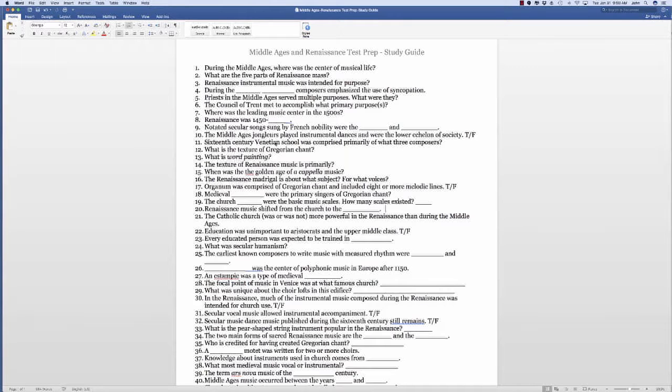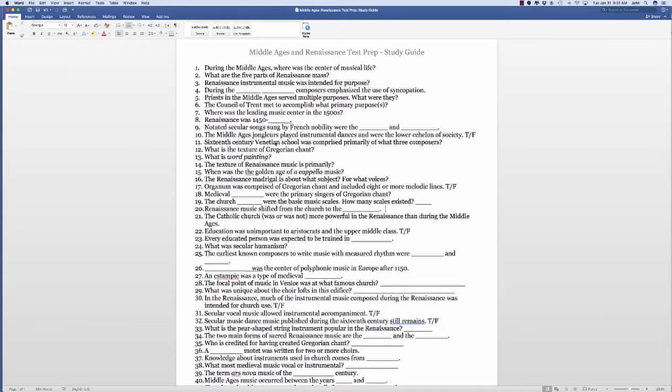Number 18, medieval blank were the primary singers of Gregorian chant. Could have been priests, but they also could have been medieval monks, who had devoted their lives to be church men. Number 19, the church blank were the basic music scales. Well, they were known as the church modes, M-O-D-E-S, and there were 8 different scales.